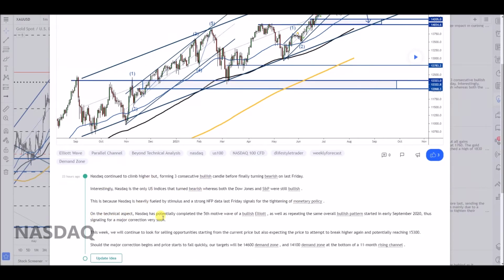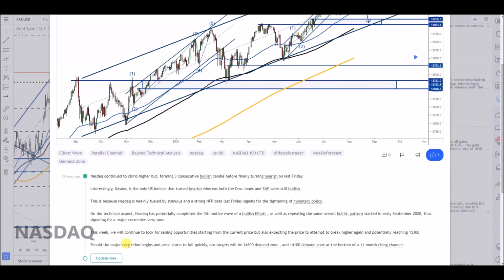On the technical aspects, the NASDAQ has potentially completed the 5th motive wave of a bullish Elliott wave, as well as repeating the same overall bullish pattern started in early September 2020, and thus signaling a major correction to follow very soon. So this week we will continue to look for selling opportunities starting from the current price, but also expecting the price to attempt to break higher again, potentially reaching 15,300.